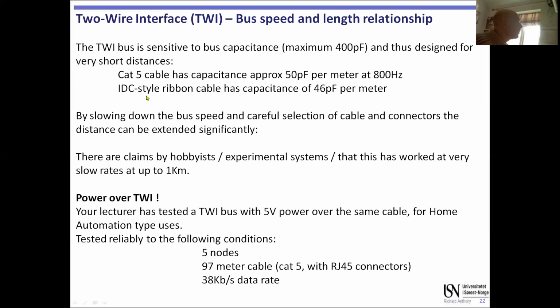If you're just using ribbon cable, you can only have very short distances, but ribbon cable has capacitance of about 46 picofarads per meter, and Cat5 cable has capacitance of approximately 50 picofarads per meter at this particular speed. Now, the reason I say that is because I've used this myself at 97 meter distance. Given that this is intended to work in centimeter distances, I've slowed this right down, used Cat5, RJ45, and used it over 97 meters. It's intended to work over 5 to 10 centimeters on the same circuit board at higher speeds. I've slowed it right down.